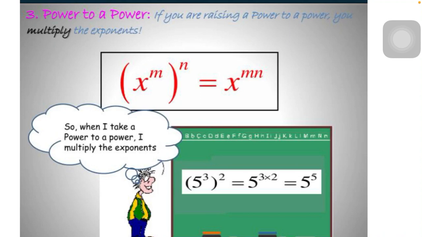If you are raising a power to a power, you will multiply the exponents. So when there is a power inside the bracket and outside the bracket, you will multiply them. So x raised to power m, bracket, n will be multiplied, m multiply n, and it will become x to the power mn. See the example on the board, 5 raised to power 3, bracket, power 2. So now how can we solve it? We will multiply 3 with 2. So 5 raised to power 3 multiply 2 will become 5 raised to power 6.